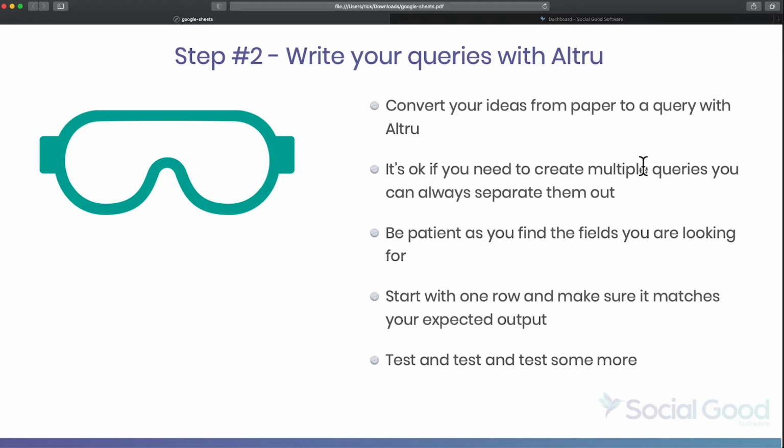And also be a little bit patient as you find the fields you're looking for. These can be a little bit tricky to find within Altru. So make sure you take a couple seconds and really work through that process. What I typically recommend is to start with one row and make sure it matches what you expect in the output. One of the big challenges that we see with people that have not written queries before or have trouble writing queries is you get all this data and you get overwhelmed. So what we recommend is to constrain it to one item until you're happy with that one item and then open it up to more rows.